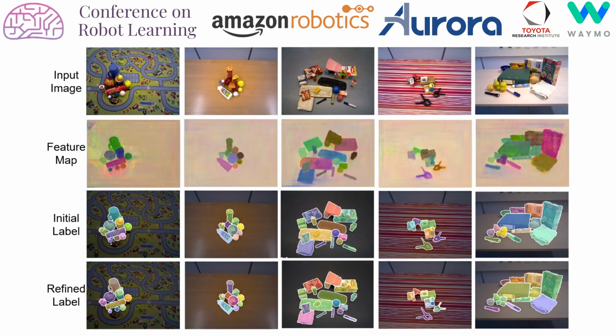We show some qualitative results from our method. Comparing the initial labels from the first stage clustering and the refined labels from the second stage clustering, we can see more objects are separated correctly in the refined labels.